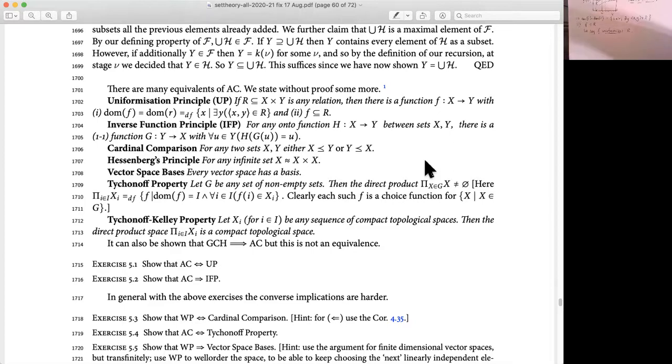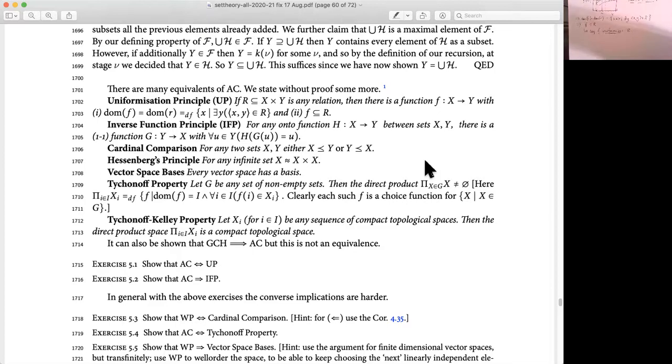Cardinal comparison says, for any two sets, x and y, either there's a one-to-one map of x into y, or the other way around. So we've seen things like that when we were defining cardinals. Hessenberg: for any infinite set, there's a bijection between x and the Cartesian product with itself. And we saw an argument for that, in particular when x was a cardinal. But the same thing holds for general sets. The same argument, Hessenberg, would hold for general sets X. But we need AC for that. We use WP quite heavily in that Hessenberg principle because we put a well order on kappa cross kappa. We need to put a well order on X cross X here to prove that Hessenberg principle.